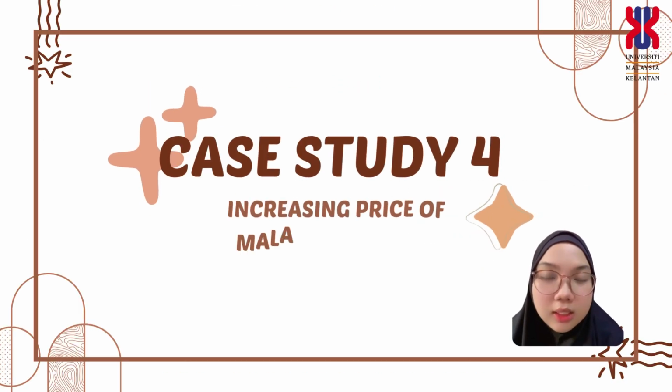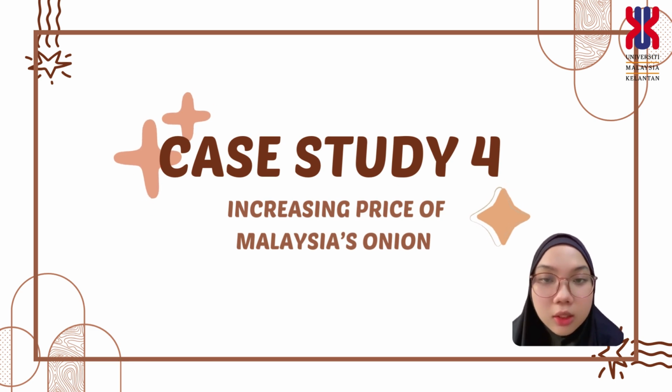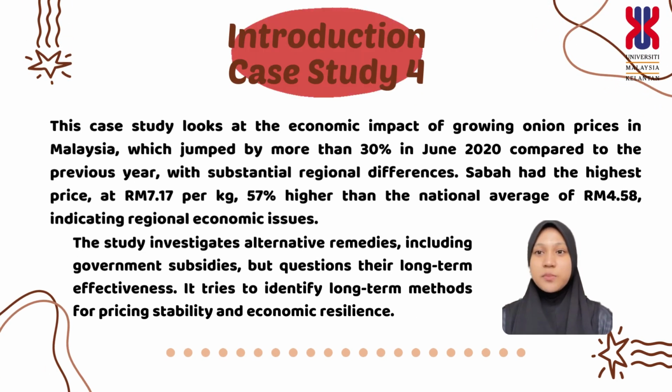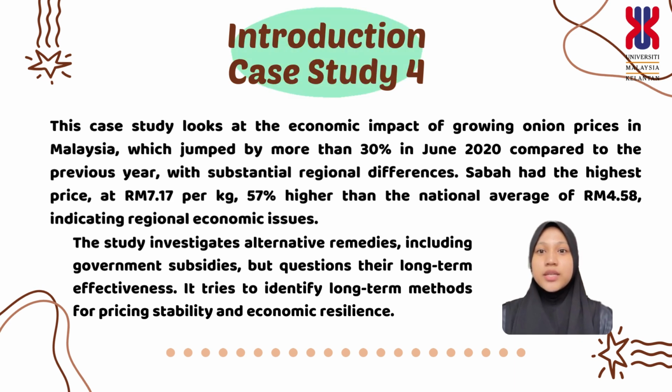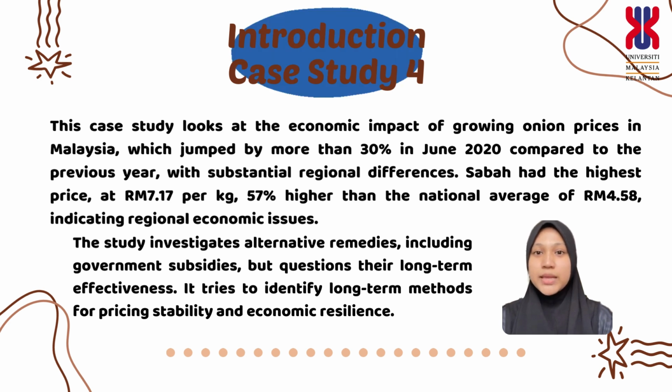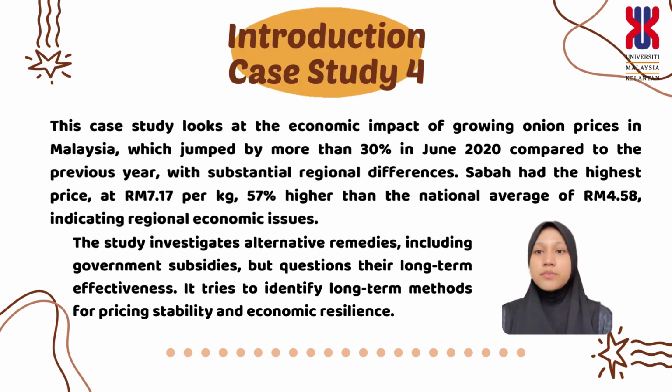Now we will discuss case study 4, which is the increasing price of Malaysian onion. This case study looked at the economic impact of growing onion prices in Malaysia, which jumped by more than 30% in June 2020 compared to the previous year, with substantial regional differences.